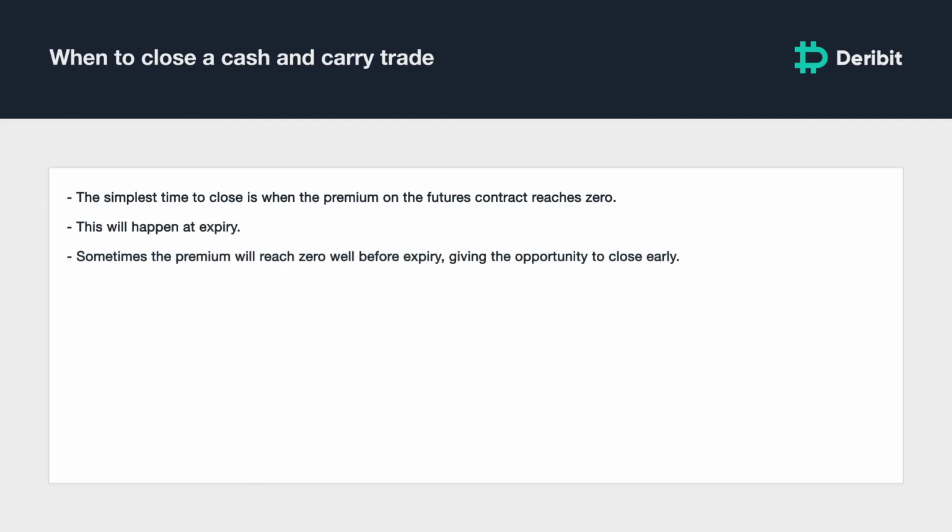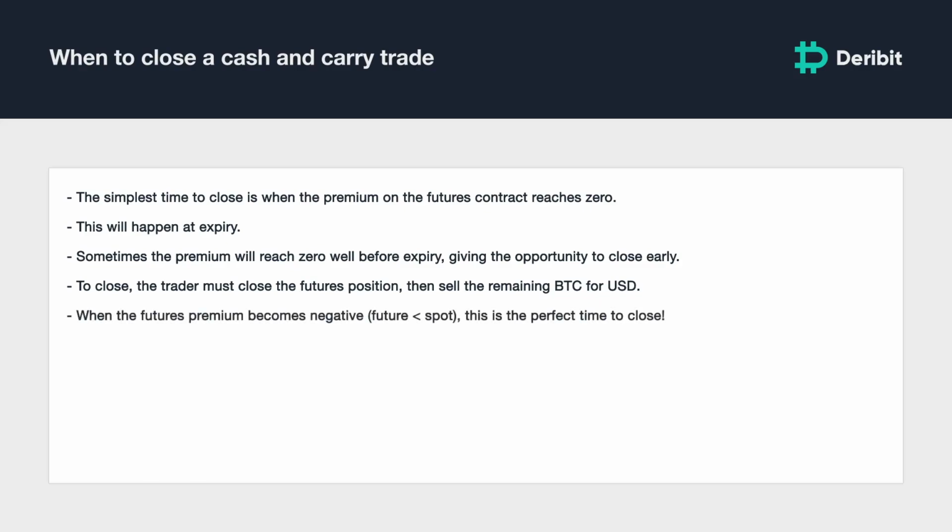Sometimes the premium of the futures contract over the spot price will move down to zero or close to it well before the expiry date, and even become negative on occasion, giving the opportunity for extra profit. When the premium reaches zero well before expiry, the trader can close just as they would at expiry, buy back the futures position, and sell all the remaining BTC into USD.